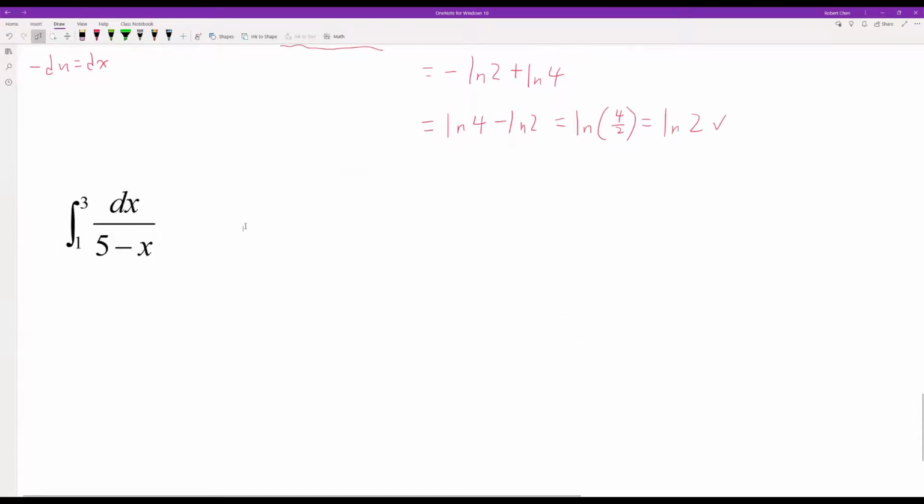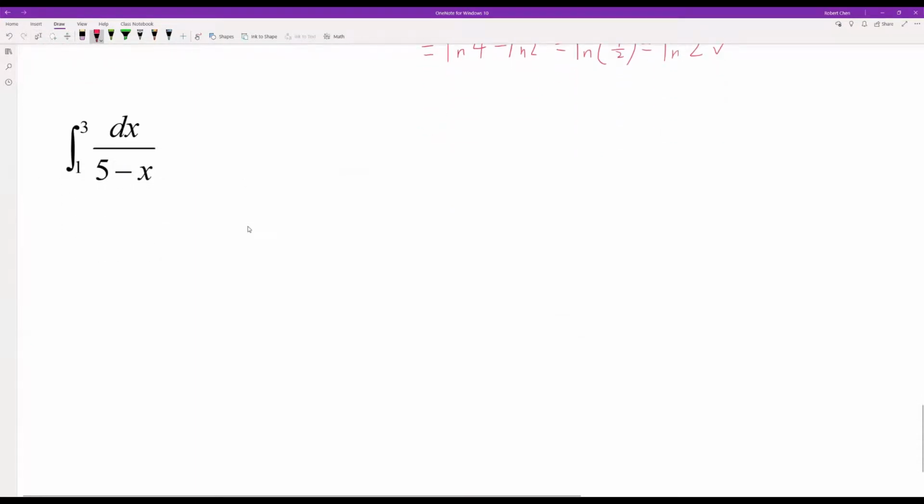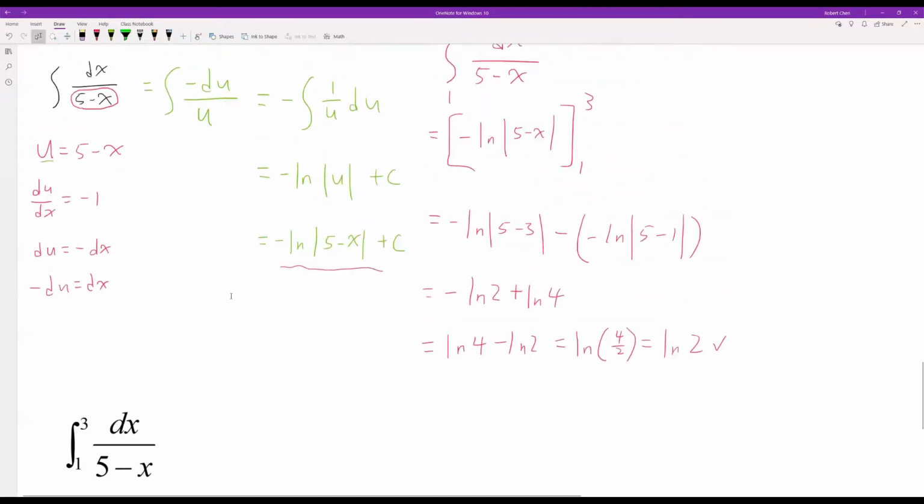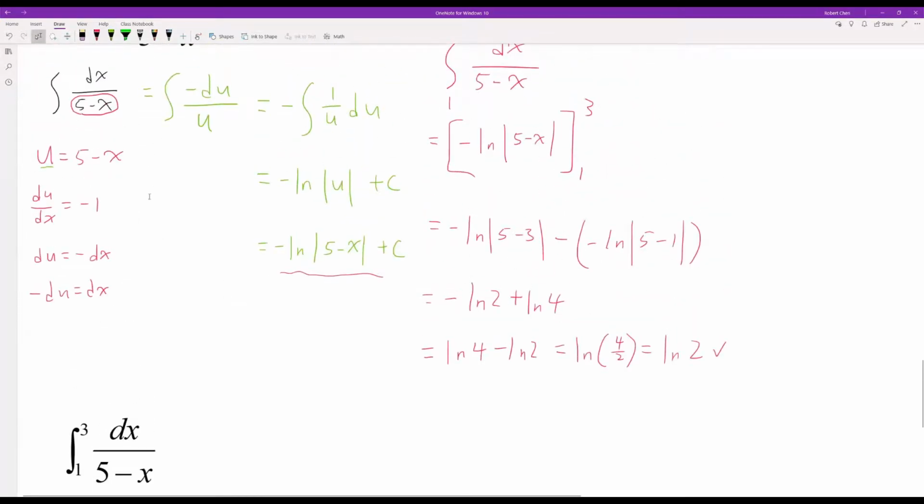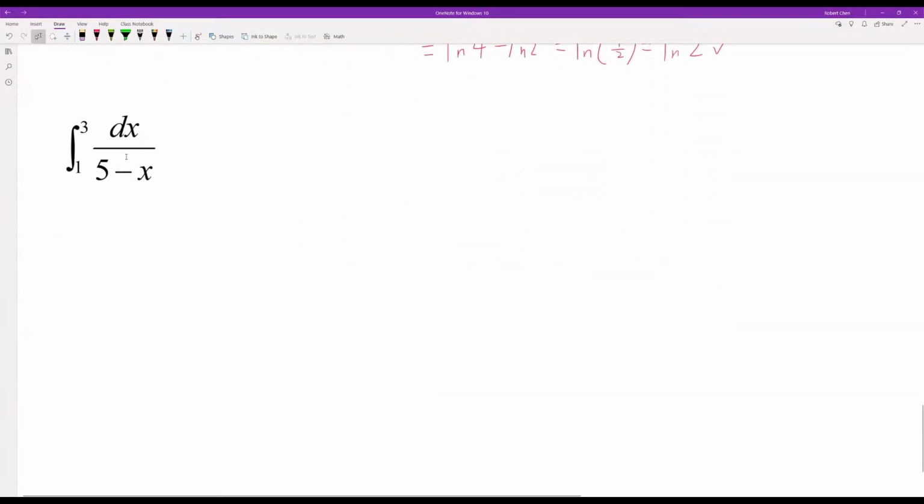Now, the second method is a little different. We are going to keep working in terms of u. Okay, we're not going to do reverse sub. So unlike the first method, we cannot evaluate it like it's an indefinite integral. We have to work with this, but you're going to see it's not that complicated, hopefully.